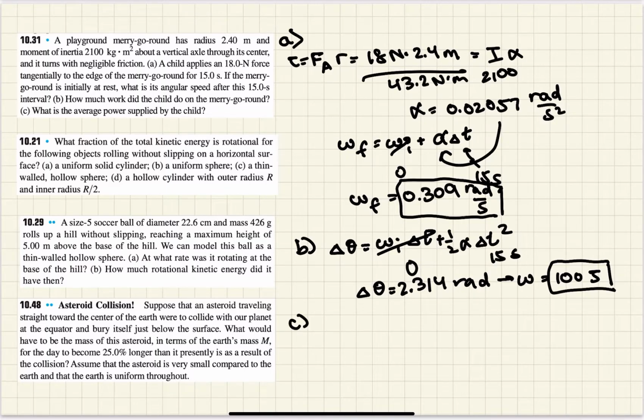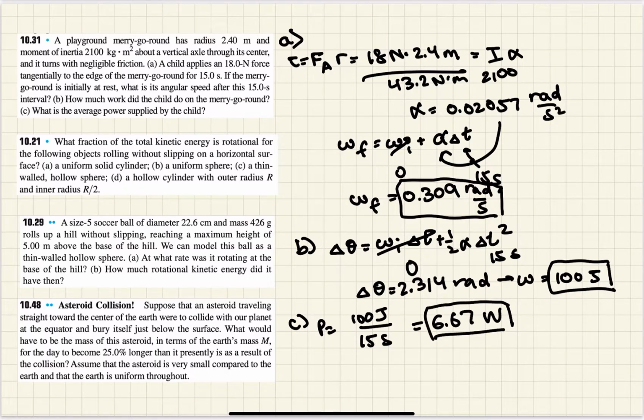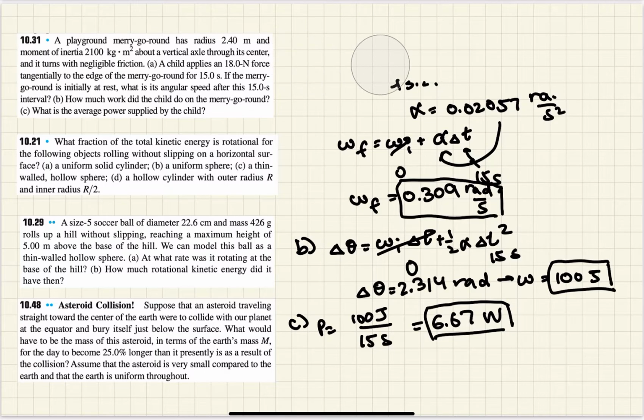All right. And then finally, part C, what is the average power? That's simple. That's just work over time. Power is equal to 100 joules over 15 seconds. And that's just 6.67 watts. And that's your answer. Not bad there, just work, energy, power.